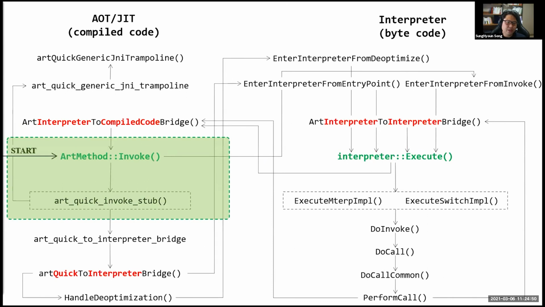I'd like to go back and remind you how compiled code is called. As I explained before, ART method Invoke calls the core art_quick_invoke_stub function to execute compiled code by invoking the code loaded in memory. Let's dig into more detail about this part.